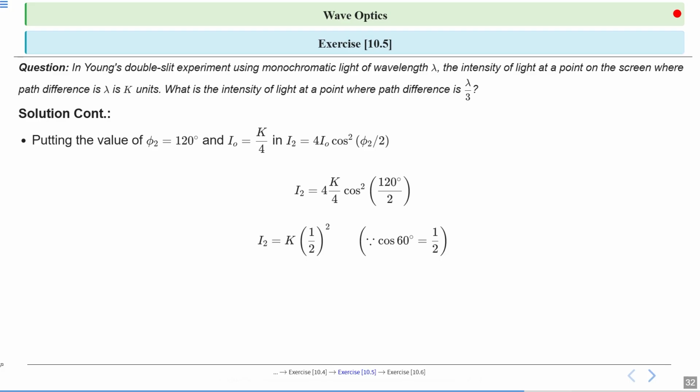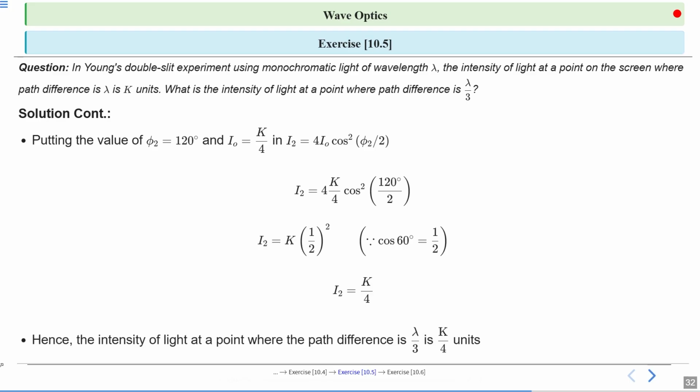So let's simplify the equation. We find that I2 equals K times 1/2 squared, because cos 60 degrees is 1 by 2. So cos square of 120 degrees upon 2 will become cos square 60 degrees, so 1 by 2 square. And K by 4 multiplied by 4 will become K. Remember, cosine of 60 degrees is 1/2. So after simplifying, we find that I2 equals K divided by 4. This result shows that the intensity at the point where the path difference is lambda over 3 is also K by 4. So the intensity of light at the point where the path difference is lambda over 3 is K divided by 4 units.